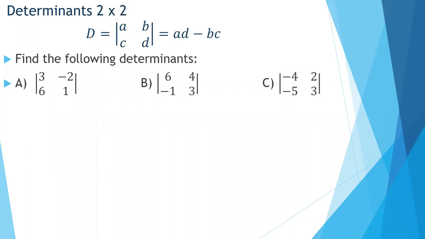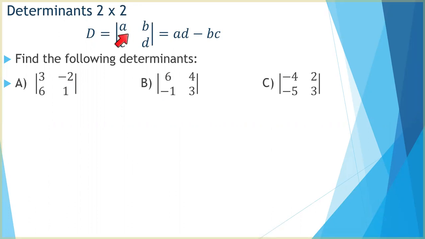Okay, so the formula is really quite simple to find the determinant of a 2x2 matrix. So you have a matrix that has 2 rows and 2 columns. That's why it's a 2x2. So what you're going to do is multiply a diagonal. So you're going to multiply A times D, and then you're going to multiply B times C and subtract those two numbers. So for matrix A, I'm going to multiply 3 times 1.